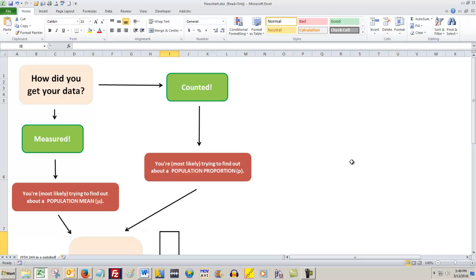It's been a while, but a few weeks ago we looked at this flow chart because it helps guide you in 244. Honestly, there's very little math, as you know, but there's a lot of thinking about what to do with data once you have it. So we start with, how did you get your data? Did you count it or did you measure it? And that tells you what you're trying to study.